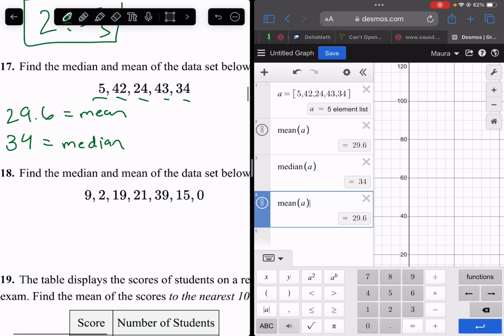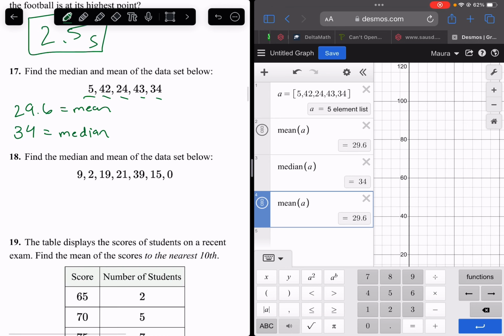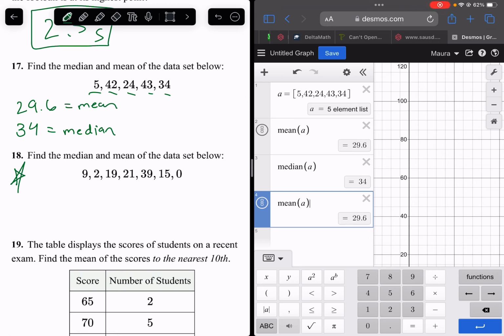All right. So again, the way that you can find the mean and median using Desmos is type in your set by doing A equals, using the brackets, putting in all of your values and separating them by commas, and then typing in mean and median of that set. All right. So go ahead. I want you to try number 18. So go ahead, plug in those values for set A, and then ask it to find the mean and median of set A.